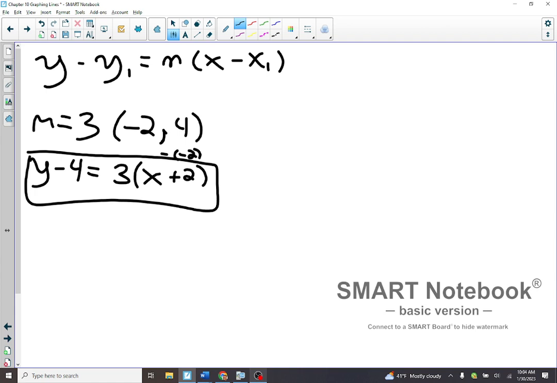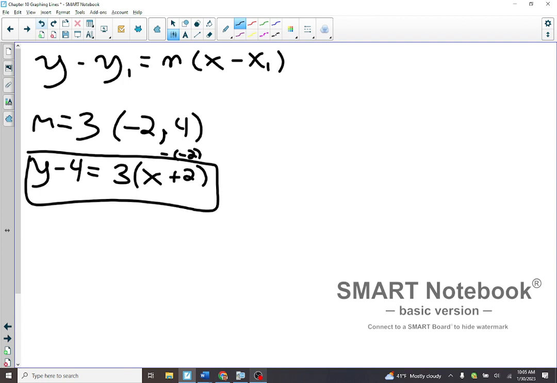And what happens if you continue? Well, you distribute, and you'll eventually get to y equals mx plus b. But we already did a whole section on that, so I don't need you to do that. You just want it to look like what it looks like on top, which will be this.